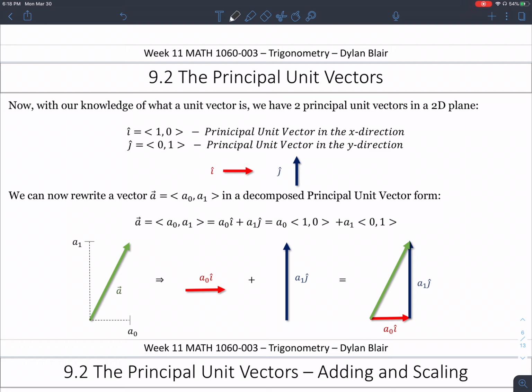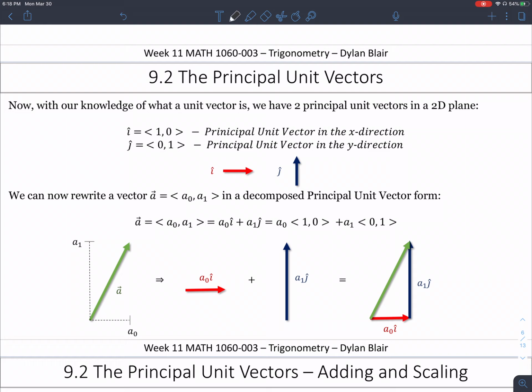Okay, so we have these principal directions, our x direction and our y direction. So we're going to define principal unit vectors in each of those directions. We're going to have what's known as i, which is going to be in our x direction. So i in our x direction means that we're going to go 1 to the right and 0 upward. So we're only pointing to the right, right?